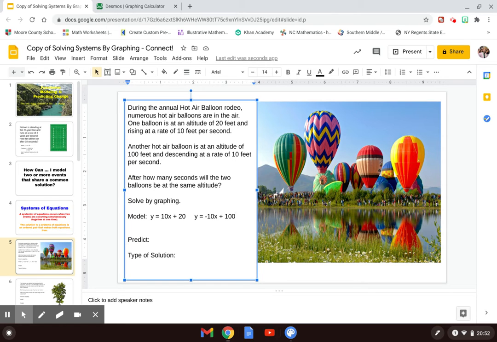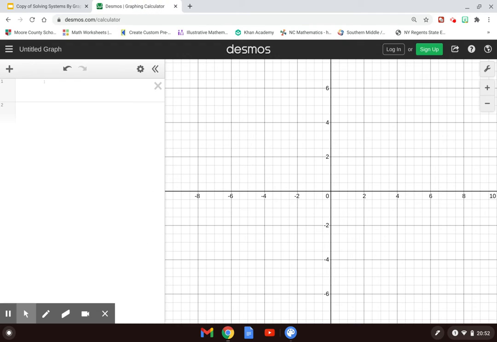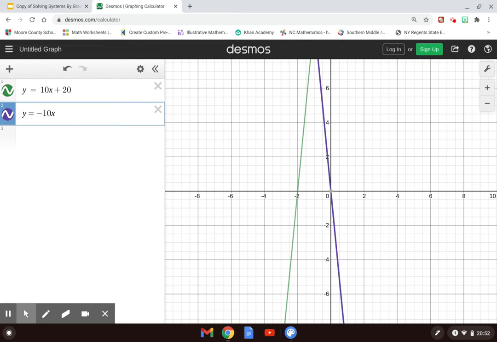is take both of these linear models, open up Desmos, and we are going to graph both of these on Desmos and look for where they have a common point of intersection, and that's going to be our ordered pair solution to this linear model. All right, so let's go over to Desmos. And we're going to first type in our y equals 10x plus 20. And then y equals the negative 10x plus 100. All right, so there's our two linear models.